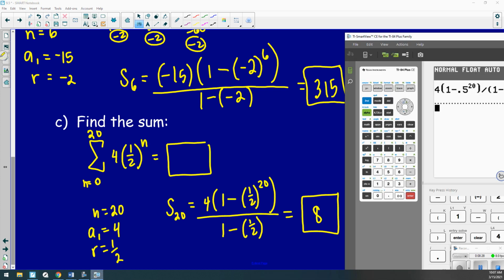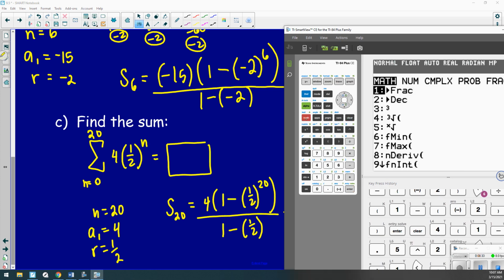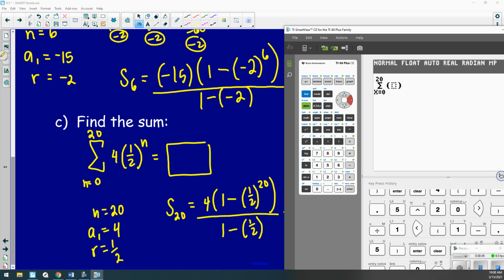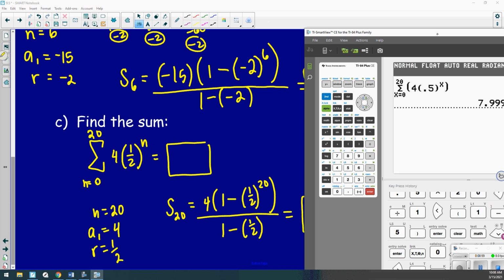Now, let's do sigma. So remember, you're going to find sigma in the math menu. You're going to go all the way down to 0, summation notation right there. We're going to go from x equals 0 up to 20. And then what we're working with is 4 times 0.5 to the x power. I used n. I'm going to use x's because that's the first variable that comes up when I type in my calculator. And as you can see, I came up with exactly the same answer. So I'm going to call this one 8 as well.